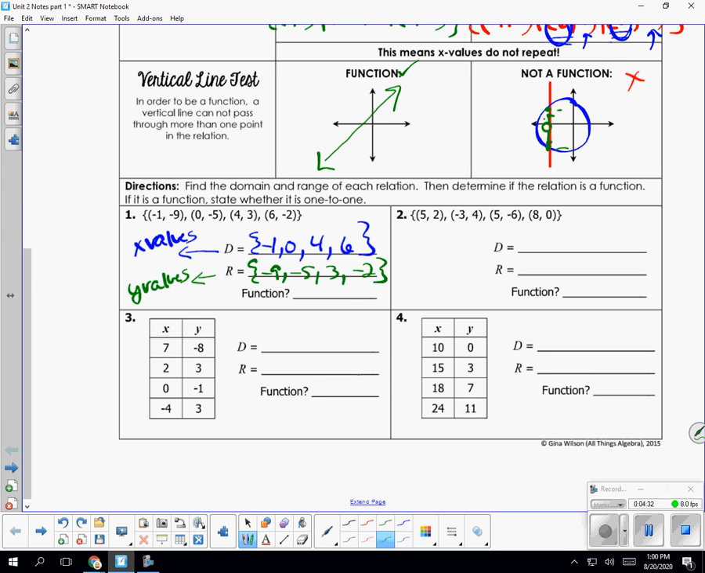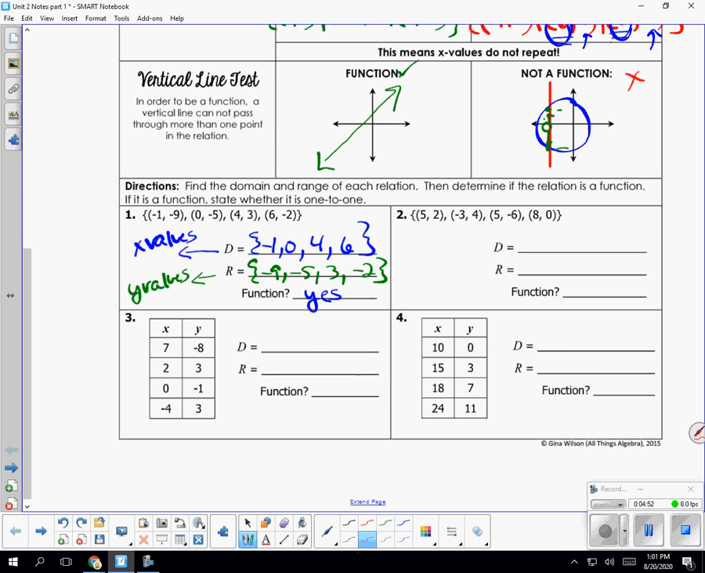Now we need to determine, is this a function? Does every x value pair with exactly one y value? Well, I'm looking at my x values here, and I don't see any of them repeating. If I don't have another -1, obviously it isn't paired with another y value. So at this point, we can say, yes, this one is a function.